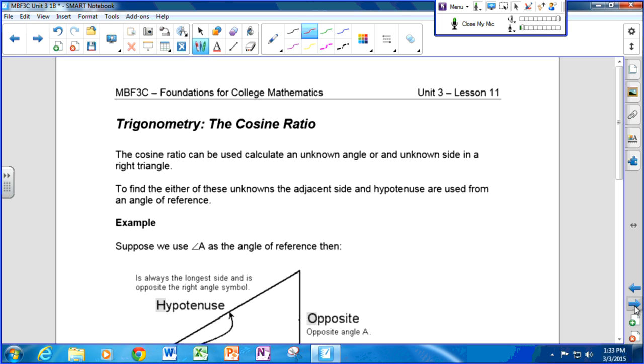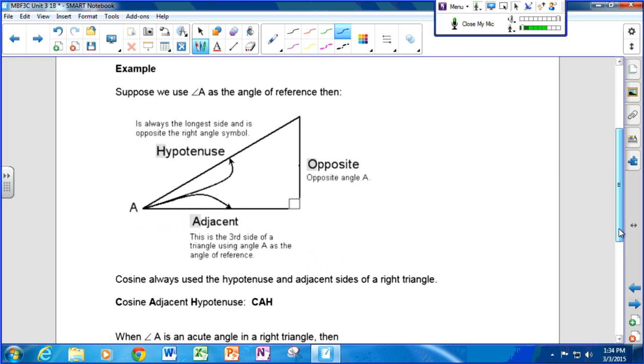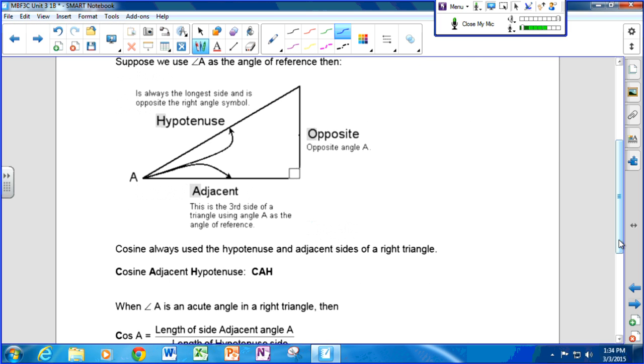All right, now that we've learned all about the sine ratio, take everything you learned about the sine ratio and apply it to the cosine ratio. If you remember SOHCAHTOA, the cosine of an angle, say an angle A, is equal to the adjacent over the hypotenuse. So it's the same hypotenuse, it's just we're not picking the opposite side anymore. We're picking the adjacent side.